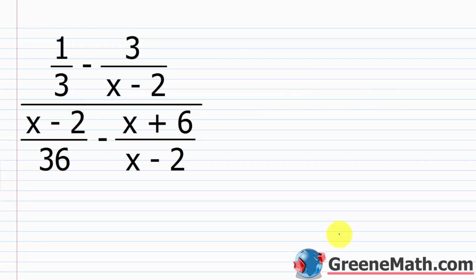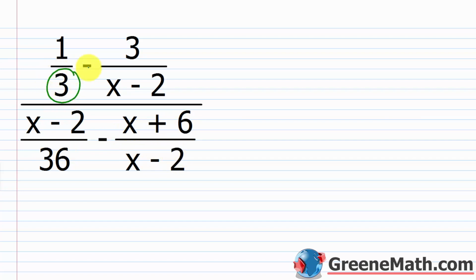All right, let's go ahead and take a look at another one. We have 1/3 minus 3 over x minus 2, and this is over x minus 2 over 36, and then minus, we have x plus 6 over x minus 2. So again, the idea here with the LCD method is to find the least common denominator of all the fractions involved. So you have a 1/3, a 3 over x minus 2, an x minus 2 over 36, and an x plus 6 over x minus 2.